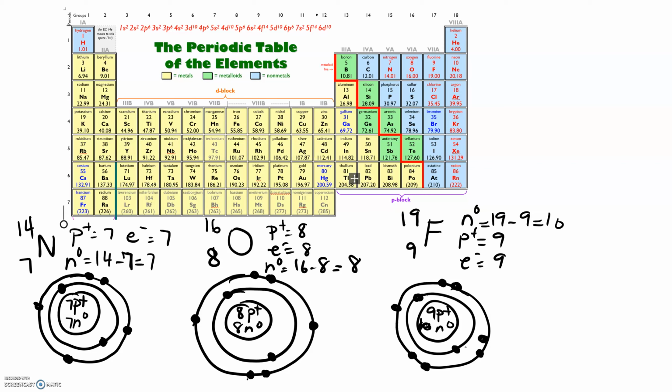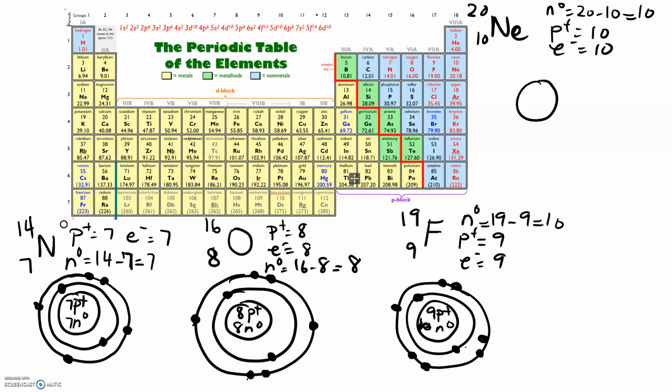Okay, the next one is neon. I'm gonna do neon here. The mass of neon is 20.18. I'm just gonna put 20. Remember, you're supposed to round it down or round it up. The neutrons are going to be 20 minus 10, which is 10. Protons are 10. Electrons are 10.